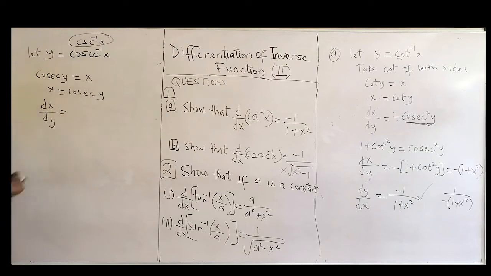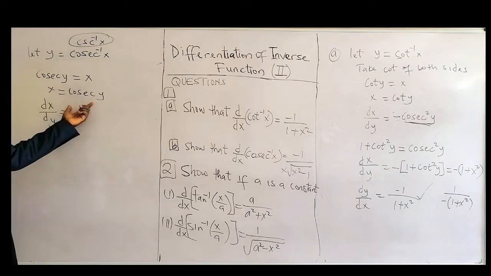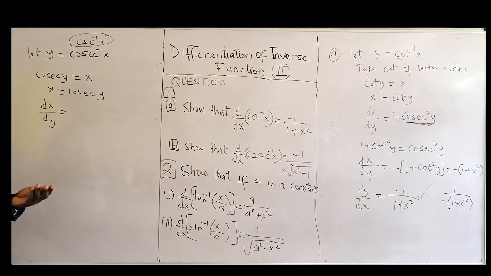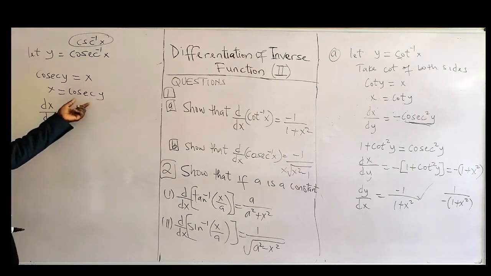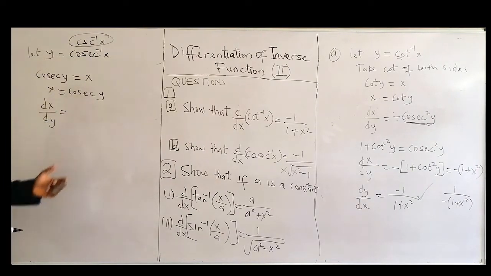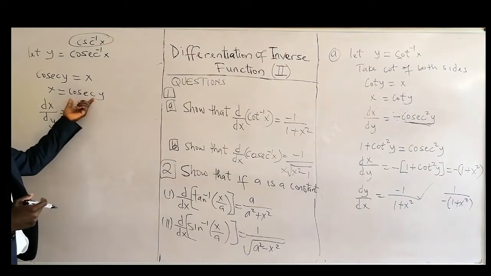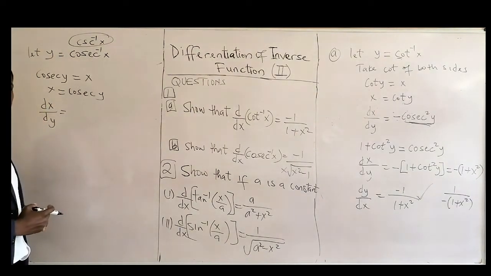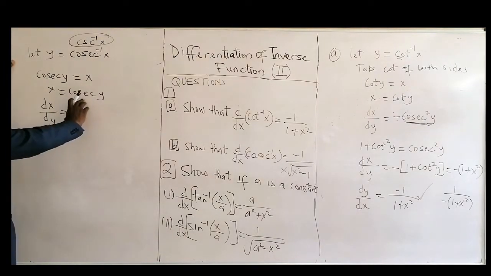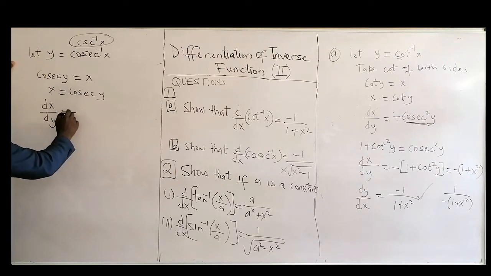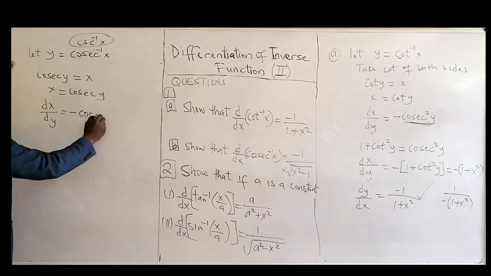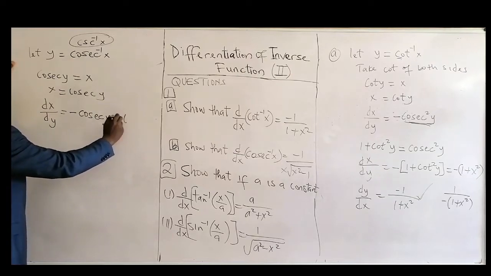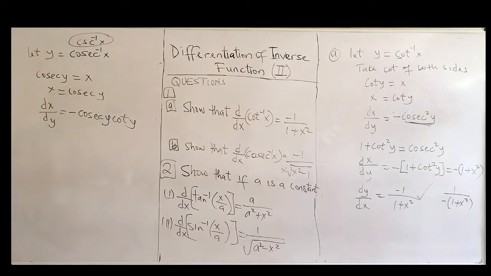And when you differentiate cosec y, in one of the videos we have explained and proved how we can get this. The derivative of this has been explained in one of our videos, so if you have not watched it, please do so now. The derivative of cosec y is minus cosec y cot y. So that's that: minus cosec y cot y.